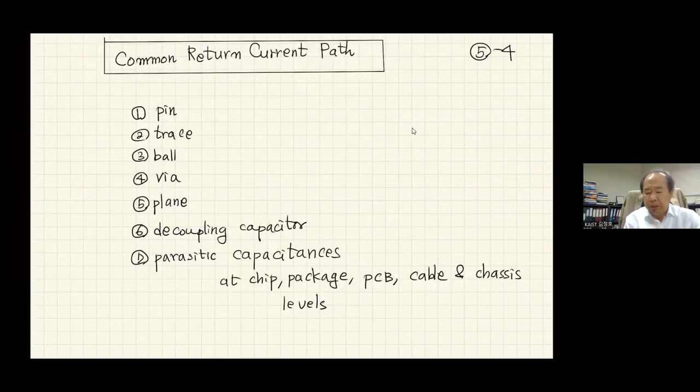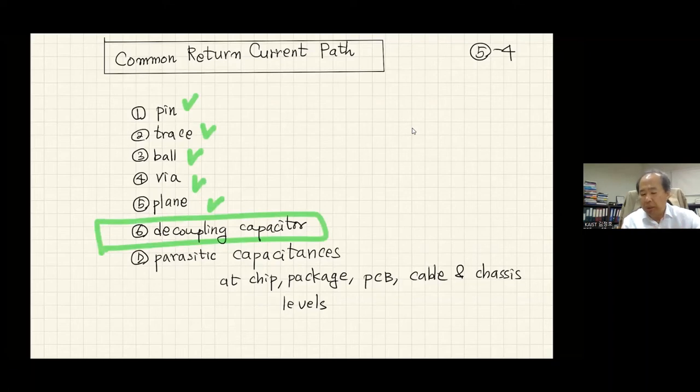I'd like to shortly summarize two different cases. In the digital domain, the common return current path can be through pin, trace, ball, via, plane. And sometimes a decoupling capacitor can solve both the power supply and also the return current path.